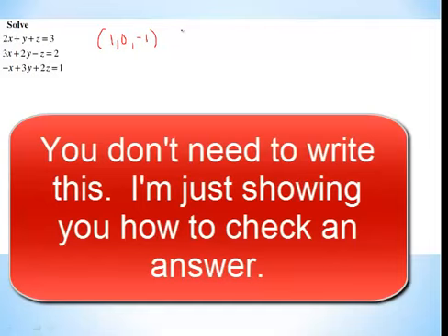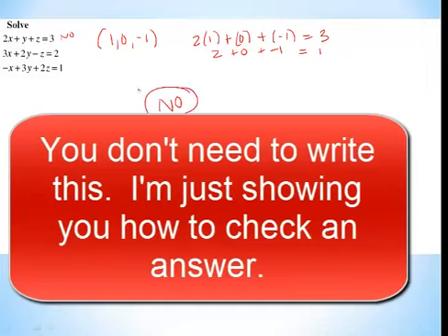So we're going to go 2 times my x is 1, plus my y is 0, plus my z, which is negative 1. And will I get 3? Well, that will give me 2 plus 0 plus negative 1. That will give me 1. So immediately it doesn't work for the first one. So if it doesn't work for this one, then I just say no to the whole problem. And I don't even have to bother checking the second or third.